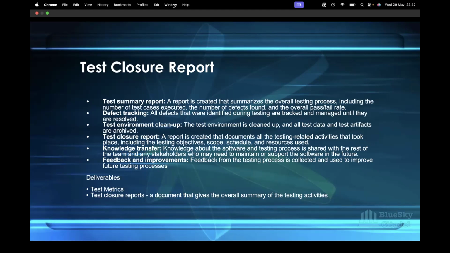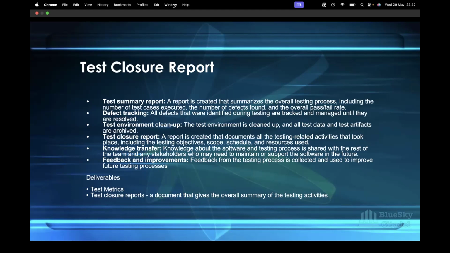And then a report is created that documents all the testing related activities that took place, including the testing objectives, scope, schedules, and resources that were used. Knowledge about the software testing process is shared with the rest of the team. Feedback from the testing process is collected and used for improvement. So all these are what should be in your closure report, as we can see.